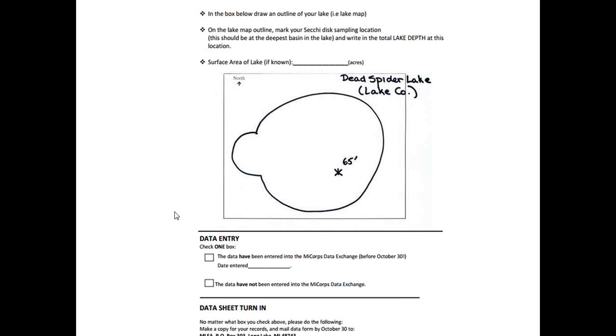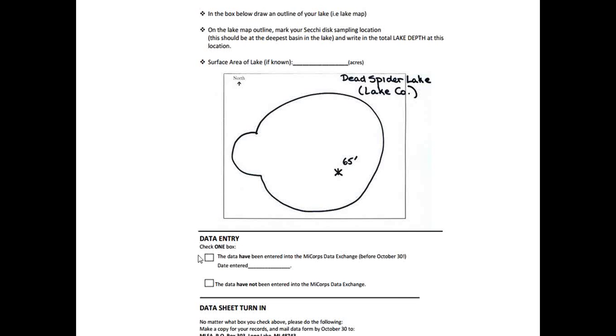On the back of the data form, this is what we see. We ask you to draw an outline of your lake and then mark the general location at which you sampled. And this is useful if we ever have an issue come up where we're not really sure that people sampled in the right place. This is just something else to refer to make sure that the data quality stays good.